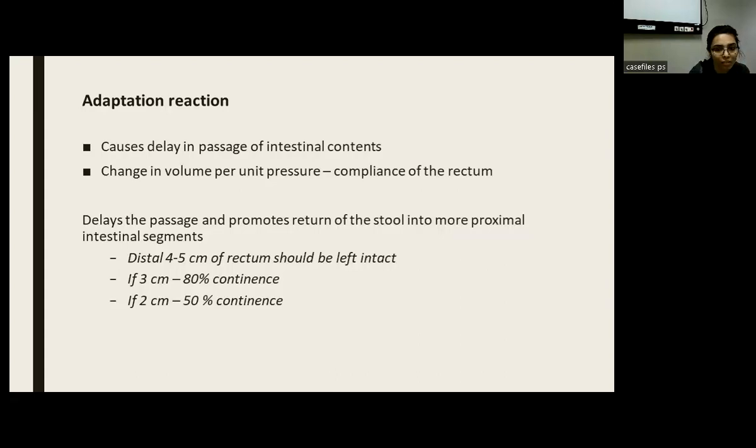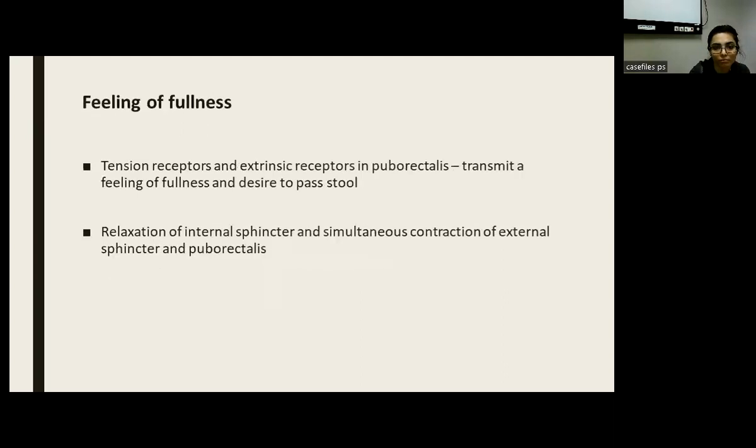But this only occurs when the distal 4 to 5 centimeter of the rectum is left intact after dissection. If only 3 centimeter is left, only 80% of the continence will be there. If 2 centimeter, then 50% of the continence will be there.